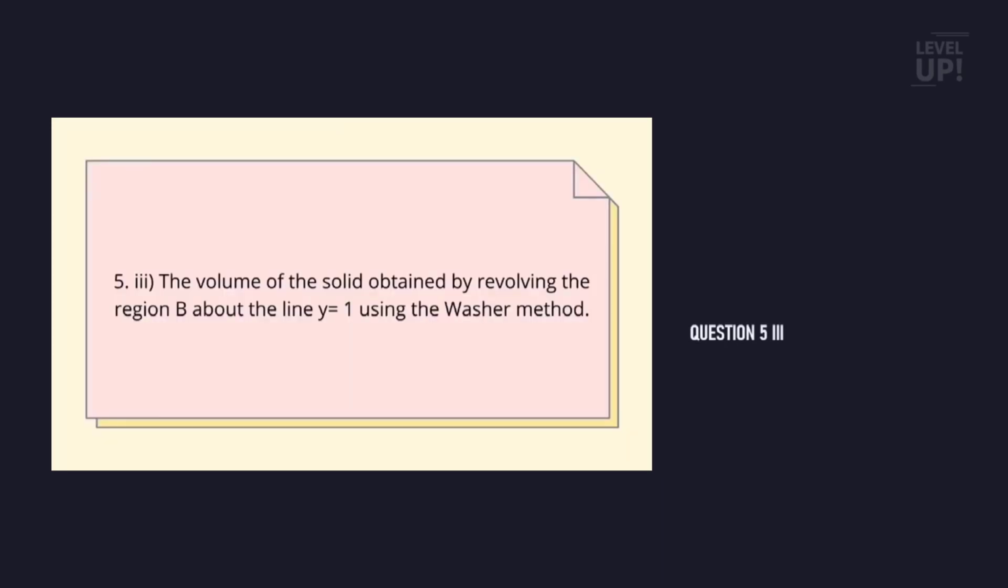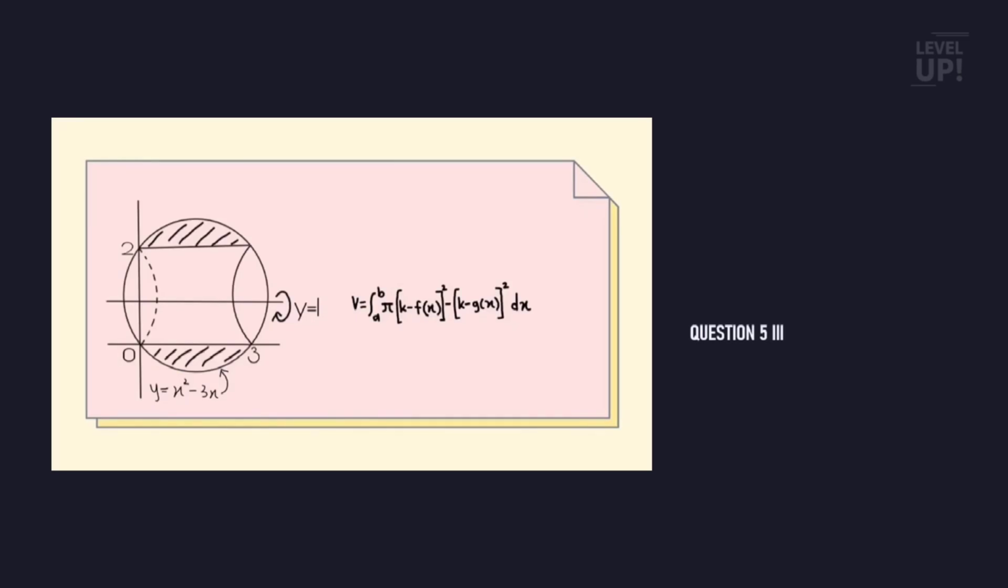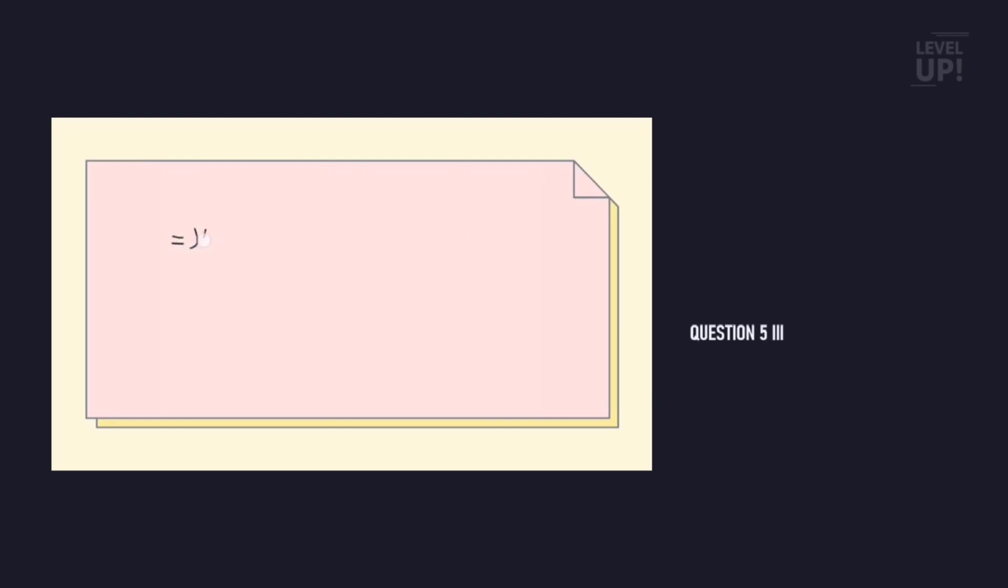I'm going to explain question 5, 3 Roman, which is the volume of the solid obtained by revolving region B about the line y equals 1 using the washer method. We can see that y equals x squared minus 3x is shifted on top of the region of revolving y equals 1, and generates a new formula because it shifted on top of the region. So integrate from 0 to 3 and identify the outer and inner layer. The curve is x squared minus 3x, and the inner layer is the straight line, which is 1.